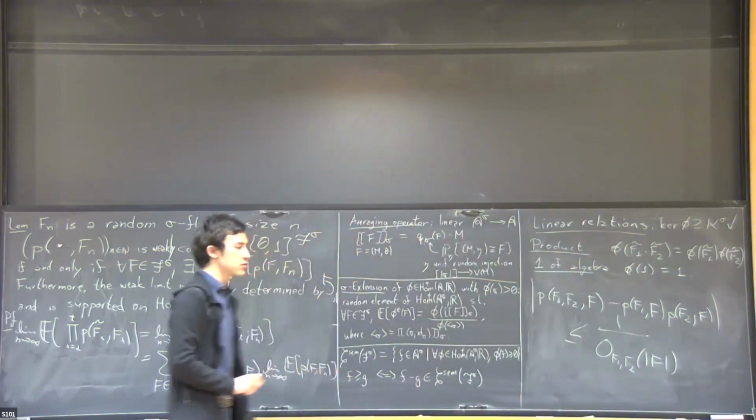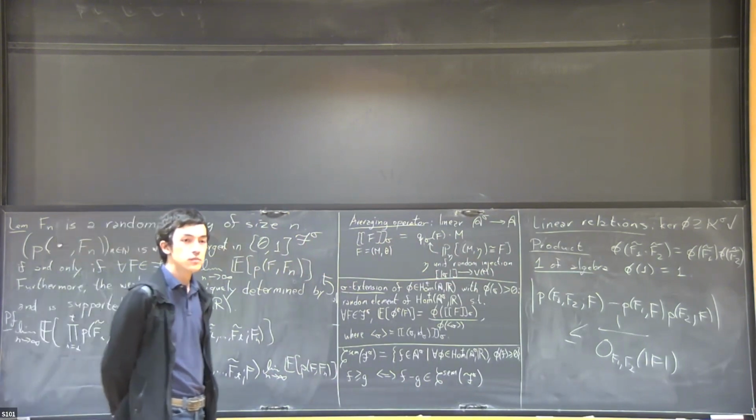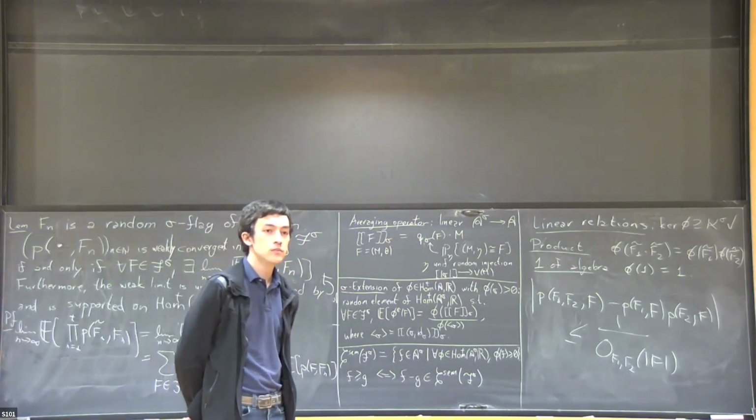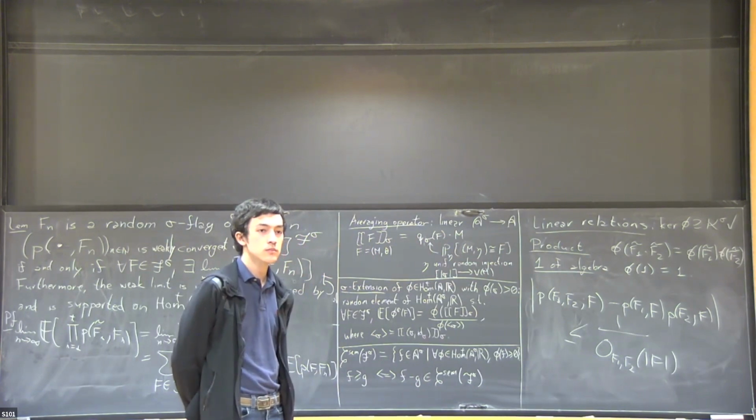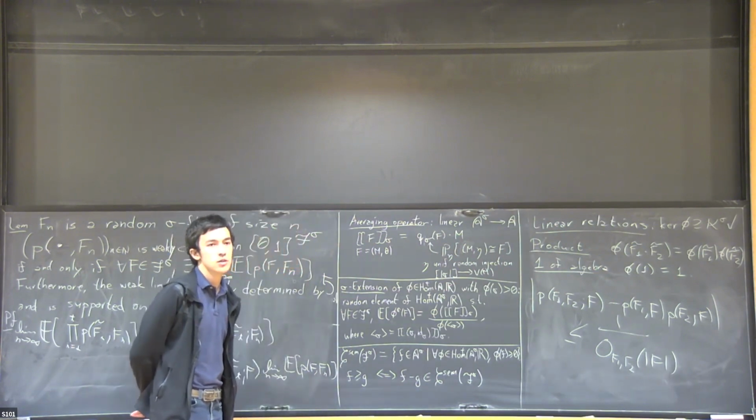That's the only thing that you know. So what part of this whole thing will not work if you just define P of F1, F2, F to be equal to P of F1, F times P of F2, F? When you're setting up the algebra, it's not going to be an algebra.